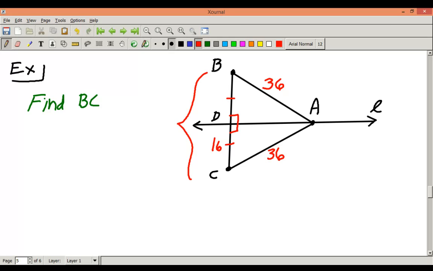Well, once you know that BD and CD are congruent, you know that BD is 16, just like CD is. So if you want to find the length of segment BC, you're just going to have to add up those two pieces, which we know are congruent now, and get 32. Okay, so we use the converse of the perpendicular bisector theorem to reason our way to get the length of segment BC.